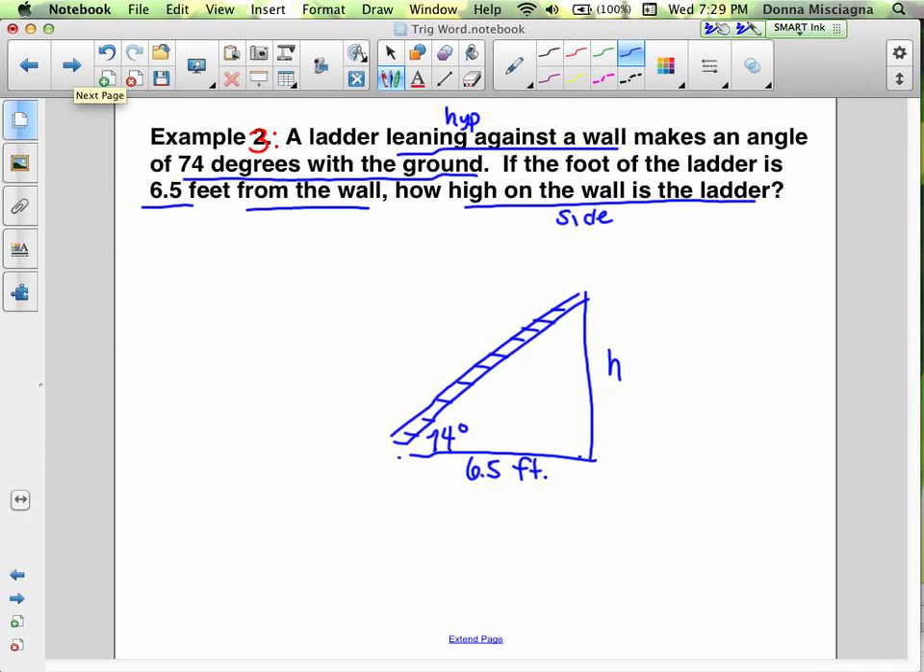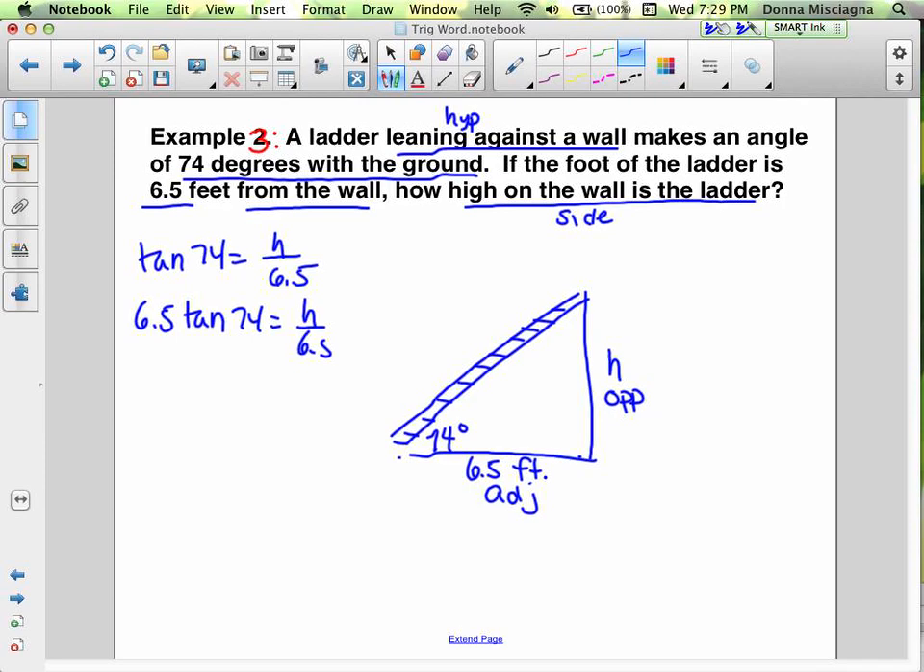Now let's label our sides. Of course, across is the opposite. We don't have the hypotenuse, we have another side, and it's right next to our angle, so it's the adjacent. Opposite and adjacent is tangent. So tangent 74 equals h divided by 6.5. We're going to multiply both sides by 6.5, and that cancels. So 6.5 tangent 74 equals h.